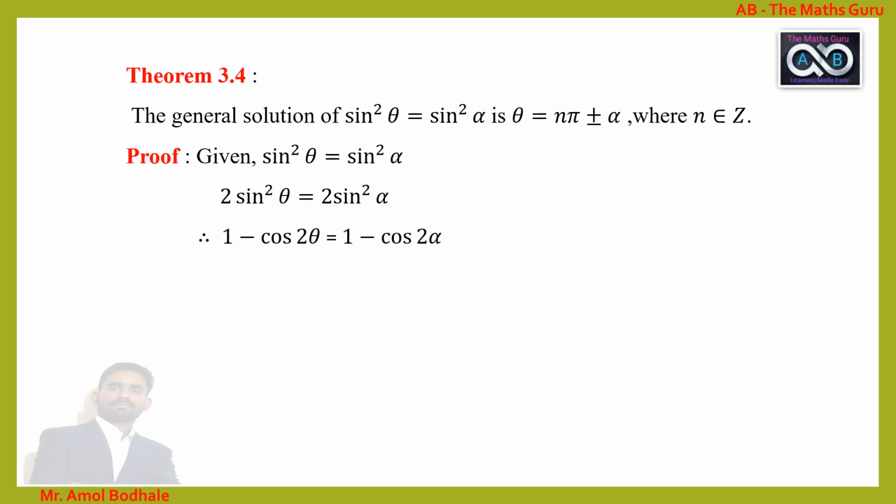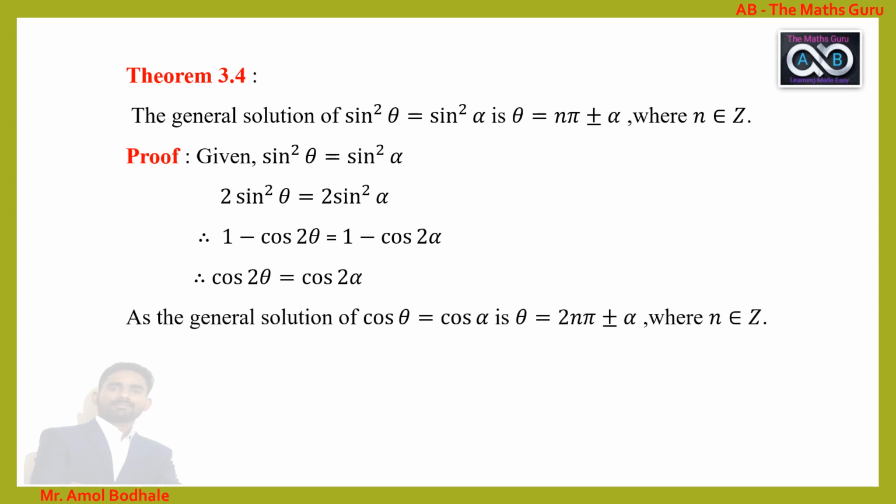That is 2 sin square theta can be written as 1 minus cos 2 theta. Similarly, 2 sin square alpha can be written as 1 minus cos 2 alpha. Now we can cancel 1 from both sides. So we can write cos of 2 theta equal to cos of 2 alpha. Now this is exactly same with the general solution of cos of theta equal to cos of alpha. So we know that the solution for cos theta equal to cos alpha is theta equal to 2n pi plus or minus alpha, where n belongs to z.